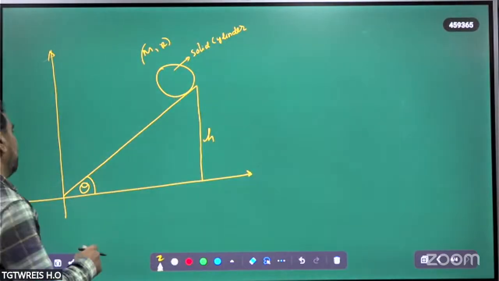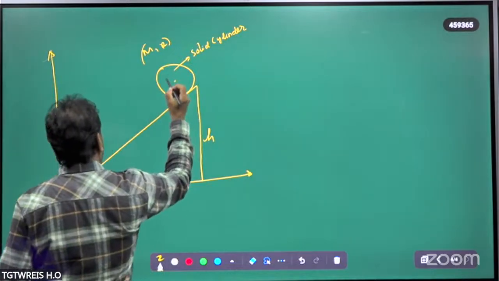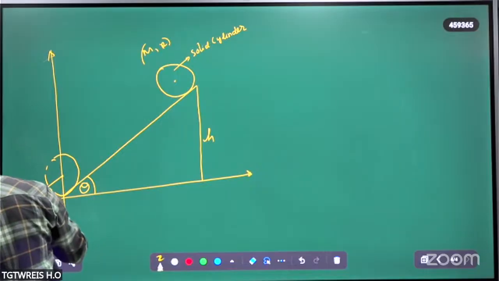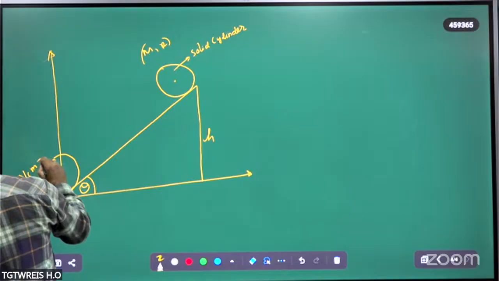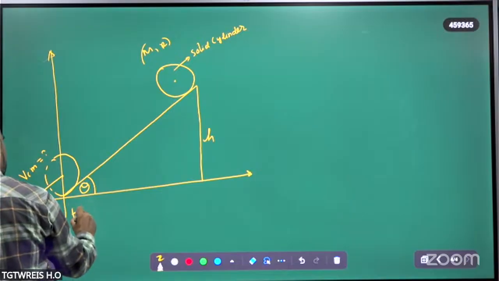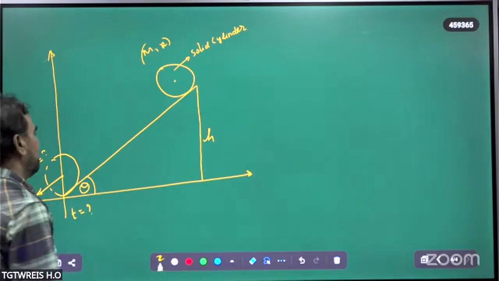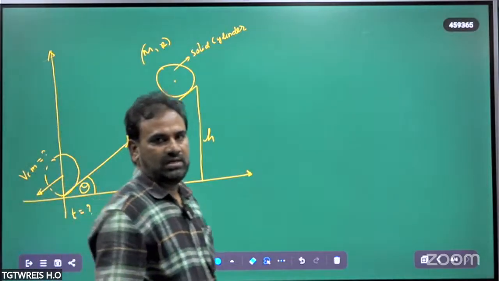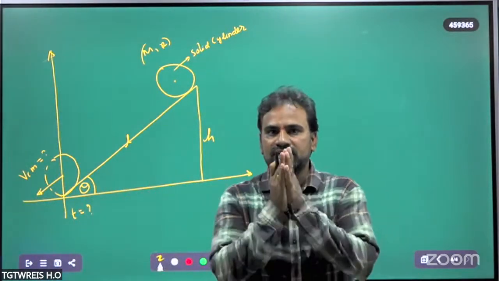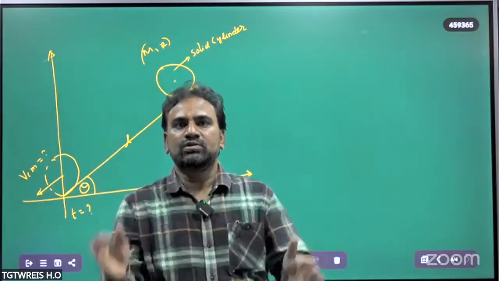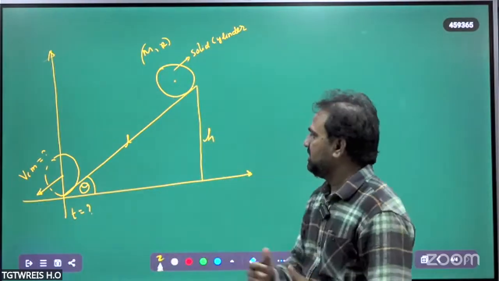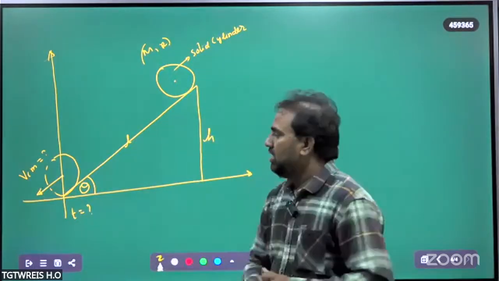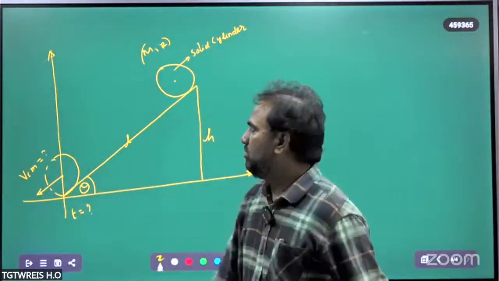Then find the velocity of the center of mass when it reaches the bottom. When it reaches the bottom, find the velocity of the center of mass, V cm is equal to what, and how much time it will take to reach the bottom. Let's take the length of the plane to be L. This is a solid cylinder, it has a mass m and radius r, which is rolling down an inclined plane of inclination theta. How much time will it take to reach the bottom, and with what velocity would it reach the bottom of the plane?